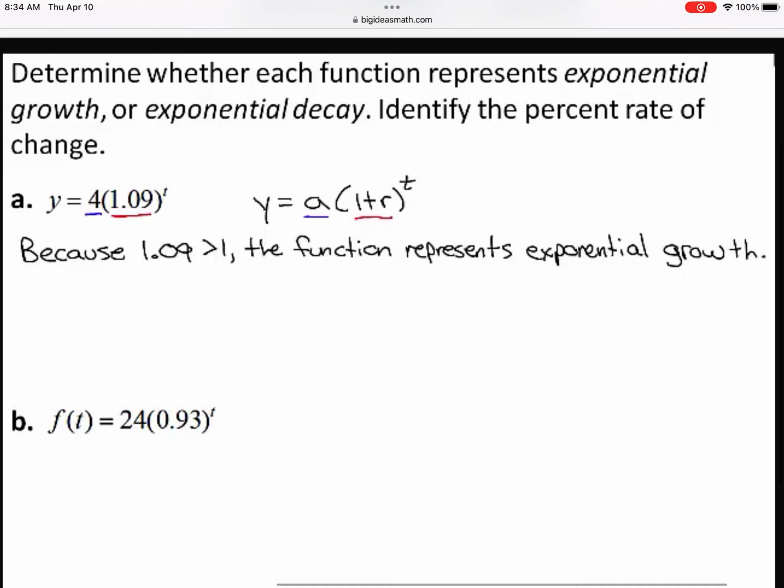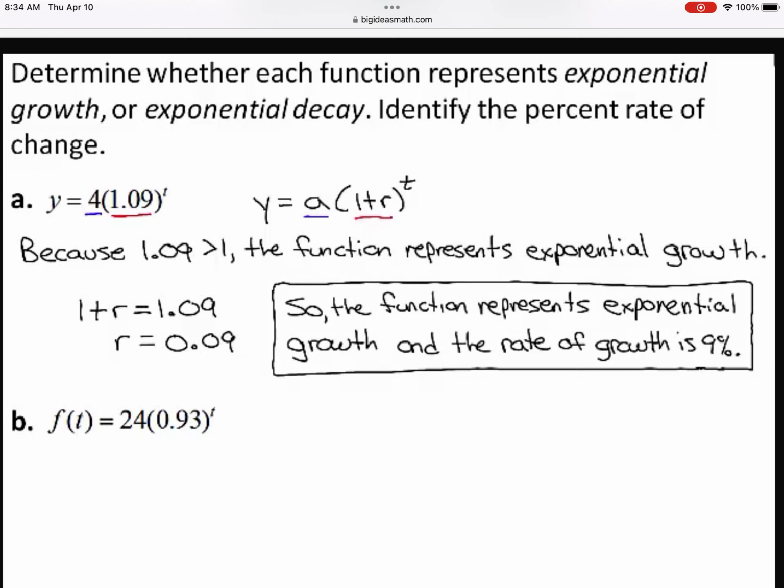Use the growth factor 1 plus r to find the rate of growth. First write an equation. 1 plus r equals 1 and 9/100. Solving for r gives r equals 9/100. So the function represents exponential growth, and the rate of growth is 9%.